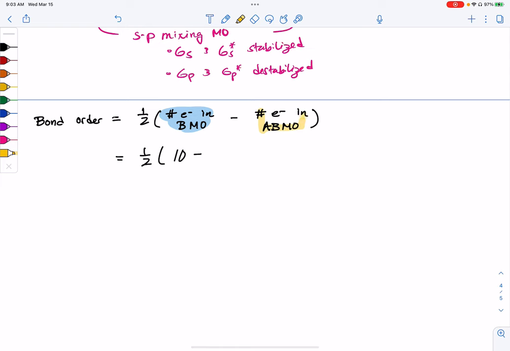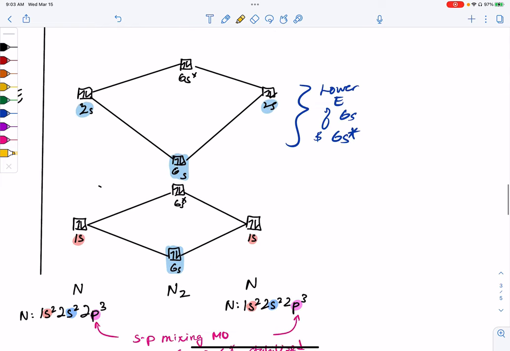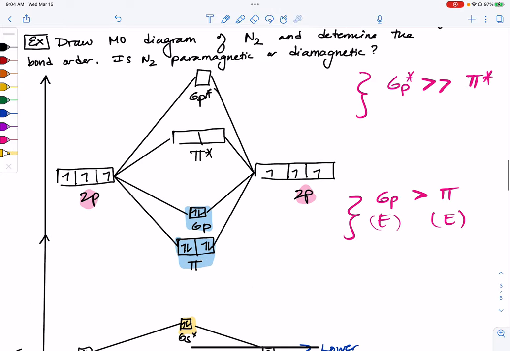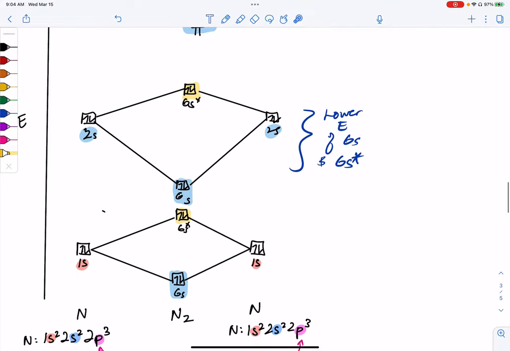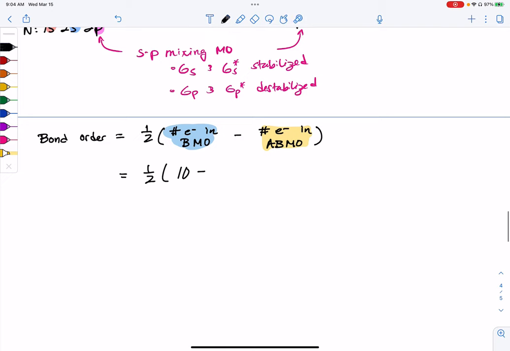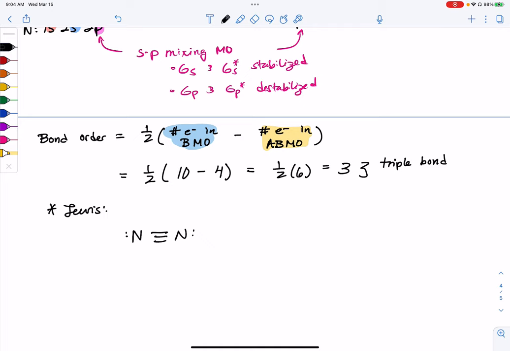And now going to my anti-bonding orbitals. I've got 2 in my sigma s star, and then 2 more in my now more stabilized sigma s star. And then I have none up here in my anti-bonding orbitals. So that creates a total of 4 electrons in anti-bonding orbitals. So that is 1/2 times 6, which gives us a bond order of 3, which you and I would recognize as being analogous to a triple bond. And if we look at Lewis, we would see that N is triply bound to N with a lone pair on each nitrogen. So because we see a bond order of 3, we would expect there to be triple bond nature, except now just for MO theory, distributed over the entire molecule.